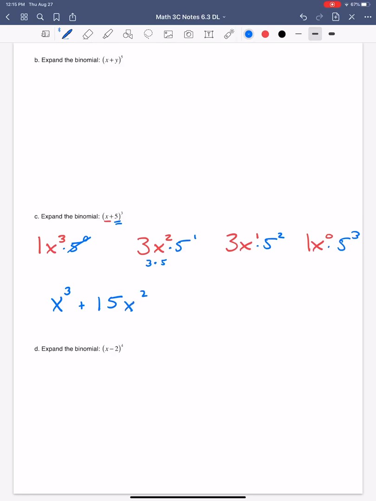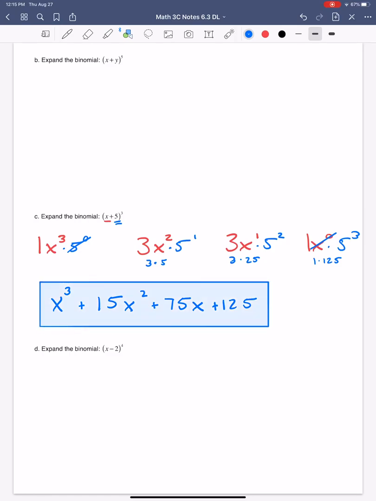And now we'll move to the next part. So we've got 3 times 5 squared, which hopefully you remember is 25, and then 3 times 25, which is 75, and that's x to the 1st power. And then all the way to the last section here, well, x to the 0 goes away. We have 1 times 5 to the 3rd, which is 125, which is just a positive 125. And we end up there with that expanded polynomial.